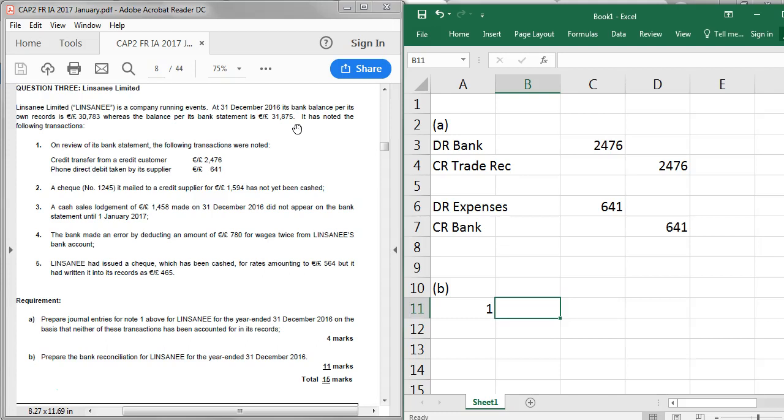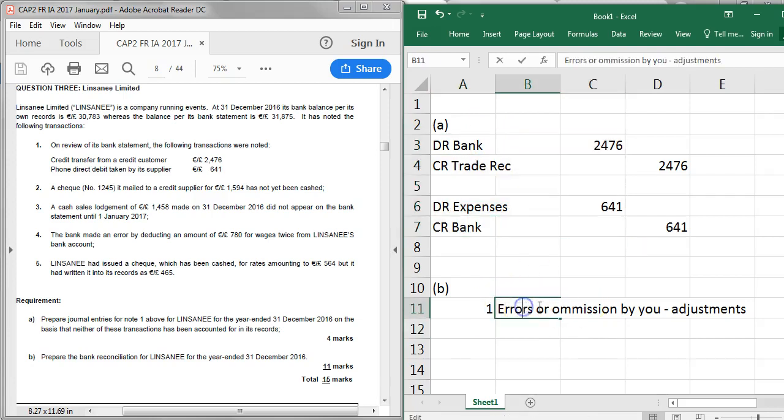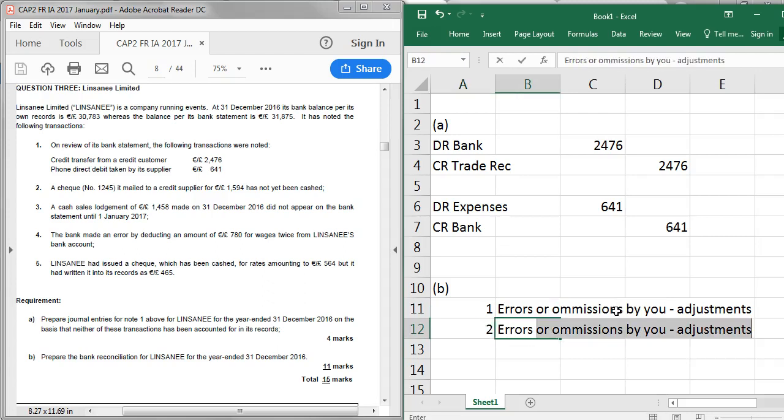The first source is errors or omissions by you, and they will require adjustments, such as the 2 up here. Any errors or omissions by you, you have to update for. You then could have errors or omissions by the bank. And again, you won't adjust your accounts for that because nothing is wrong with yours, but you will use that for the reconciliation.